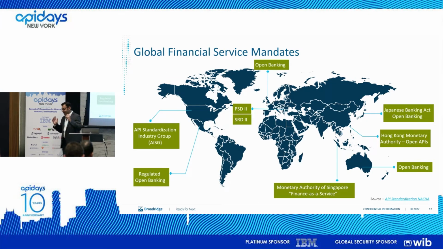Moving on, now I'm switching gears. We talked about API product. We talked about what the different types of APIs are, how much management is required. Now let's talk about APIs in financial services. Financial services, by their nature, by design, are highly regulated.